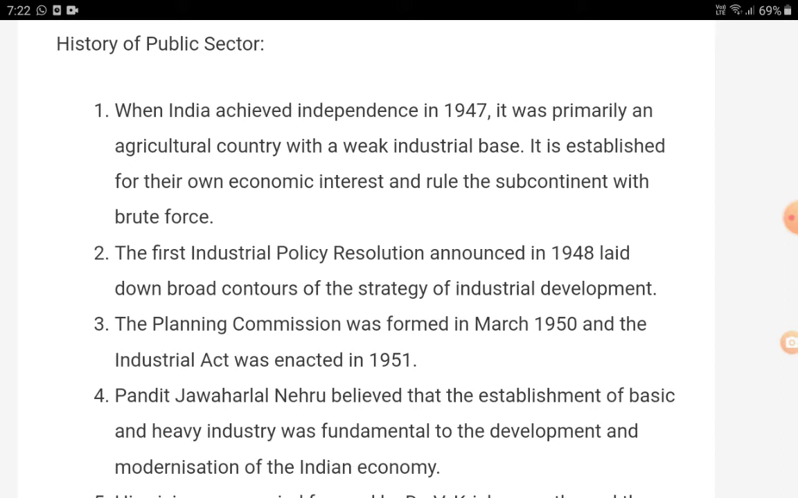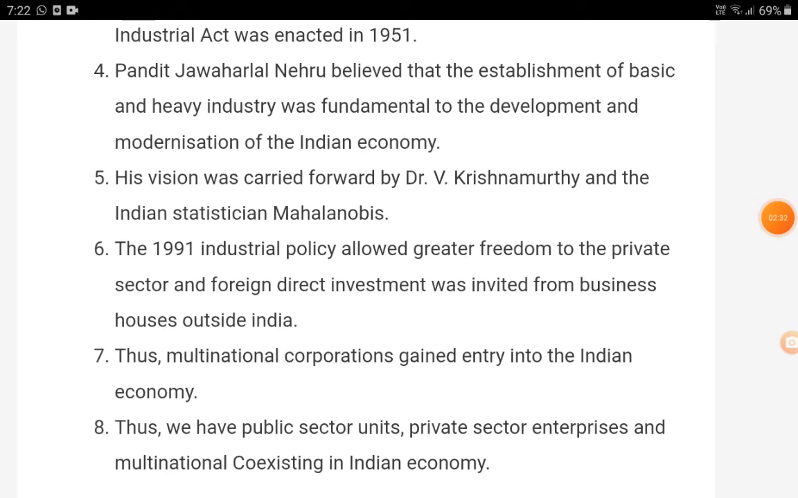The Planning Commission was formed in March 1950 and the Industrial Act was enacted in 1951. Pandit Jawaharlal Nehru believed that the establishment of basic and heavy industry was fundamental to the development and modernization of the Indian economy. His vision was carried forward by Dr. V. Krishnamurthy and the Indian statistician Mahalanobis.